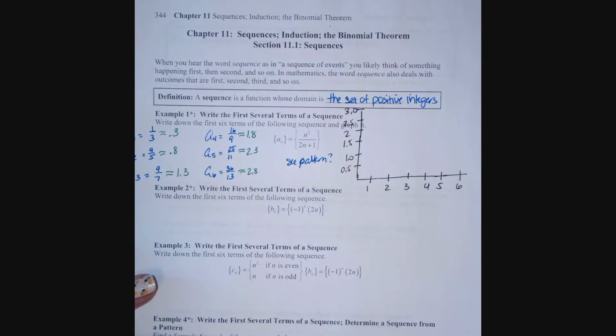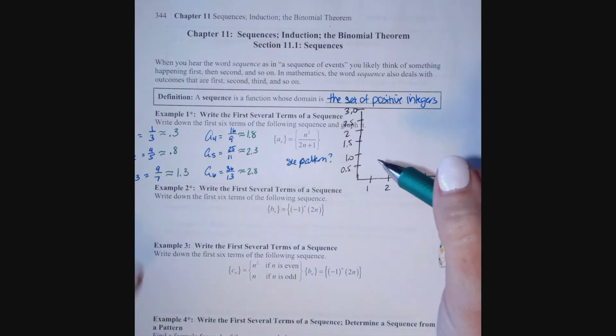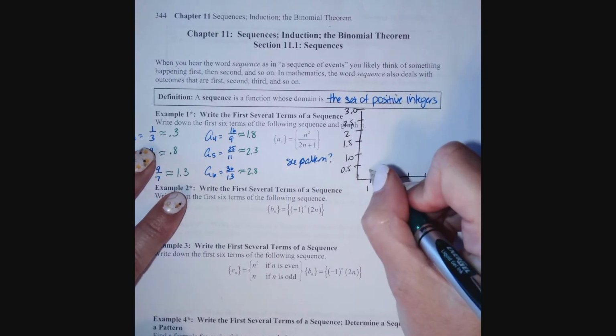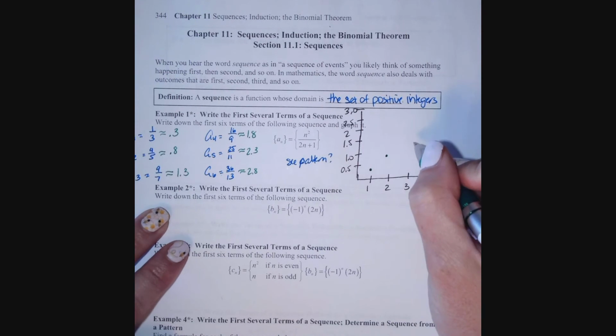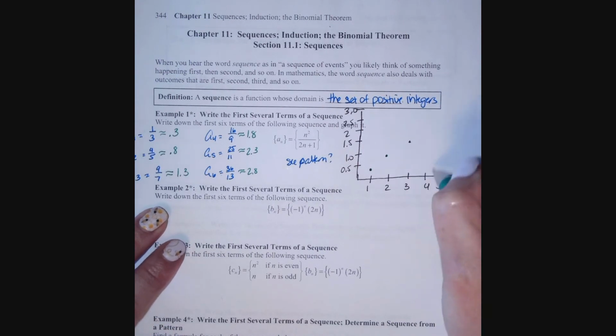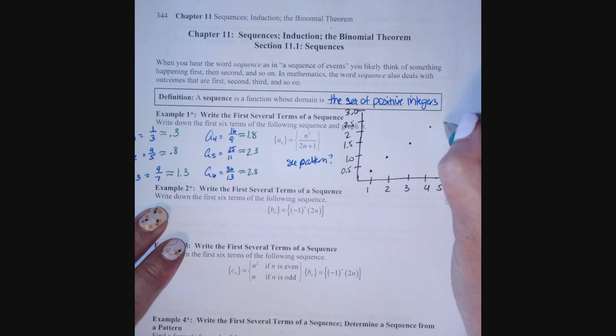Now this is not going to be a continuous function. These are not continuous points that we are going to connect. We're just going to graph the individual values. So my first term is 0.3. That's going to be about right here. My second term is 0.8. My third term is 1.3. And you can see that I have a linear increase.